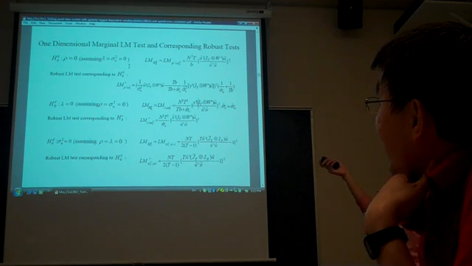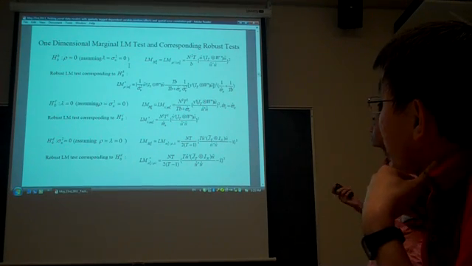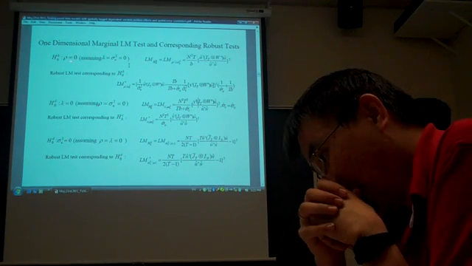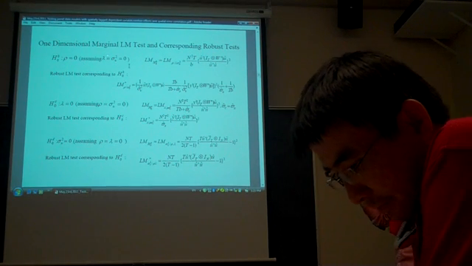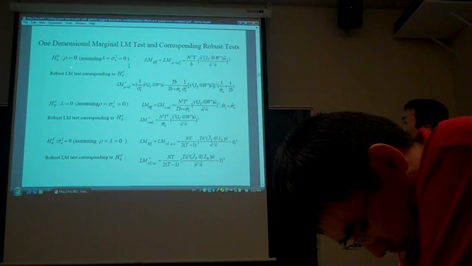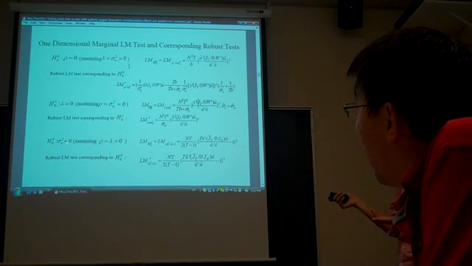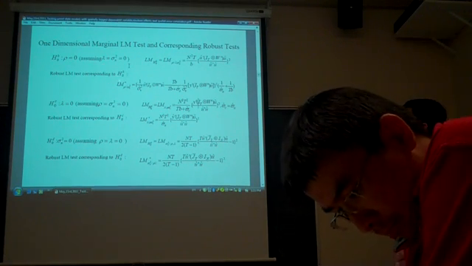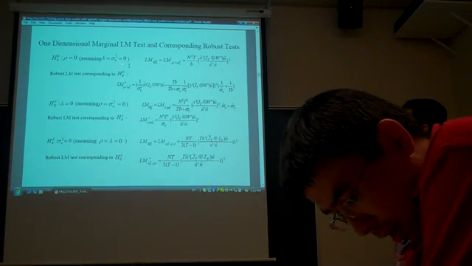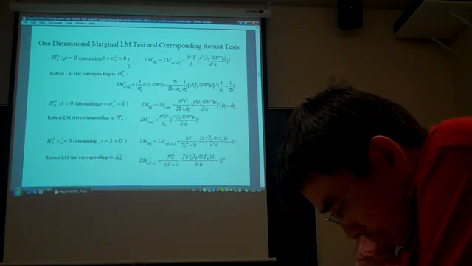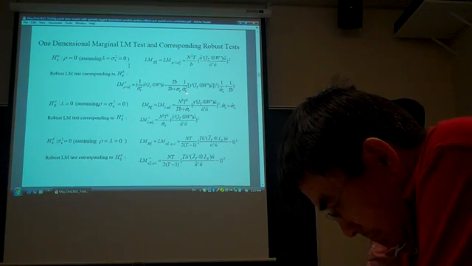And we also have this one-dimensional marginal test. Basically, because we have three parameters, for the one-dimensional test we consider one of them and assume the other two, so we can make different combinations: first rho, then lambda, and then sigma u squared. We just assume the remaining parameters to be 0. And in each case, we can construct the robust test. For example, here, this is the robust test corresponding to this hypothesis. It will look like this.